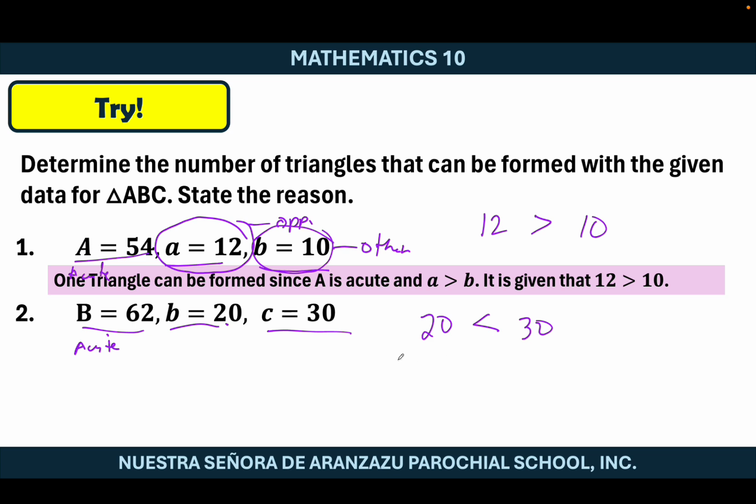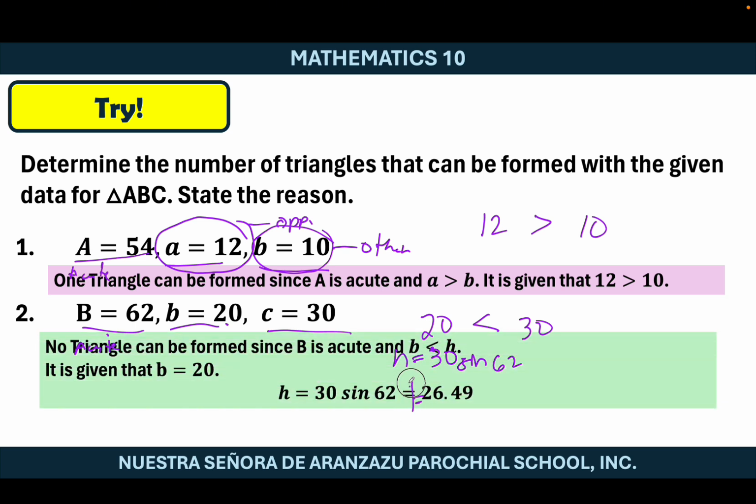So, since it is less than, we will look for the height. How do we get the height? We said, other side. What is the other side? 30. Sine, angle. What is the given angle? 62. So, you may input this on your calculator. 30 sine 62. What you will get there is 26.49.